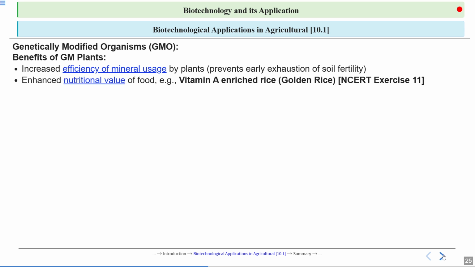Enhanced nutritional value, as I have said, golden rice is vitamin enriched because it has better nutrition quality, it has more vitamin A in it. And this is also something from which you can get your answer for NCERT exercise 11.